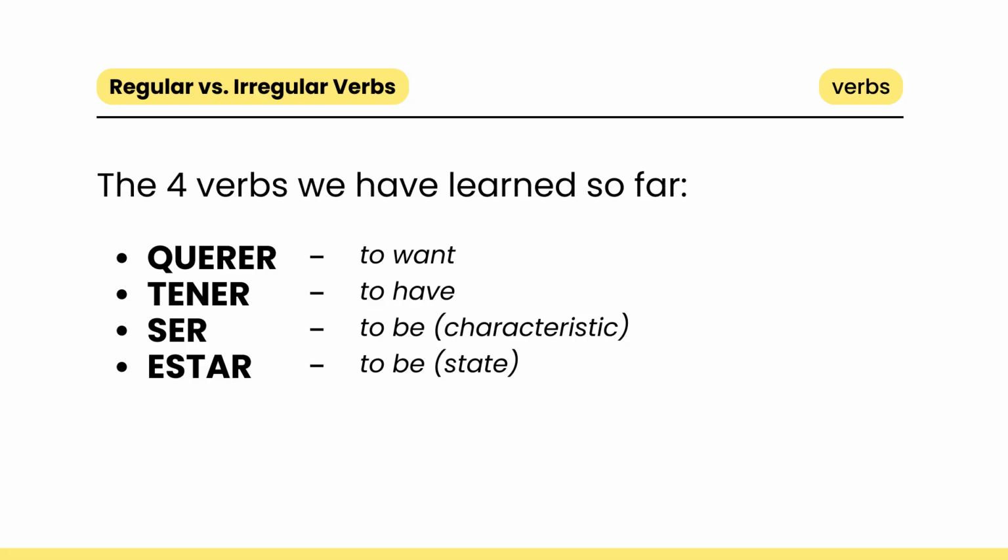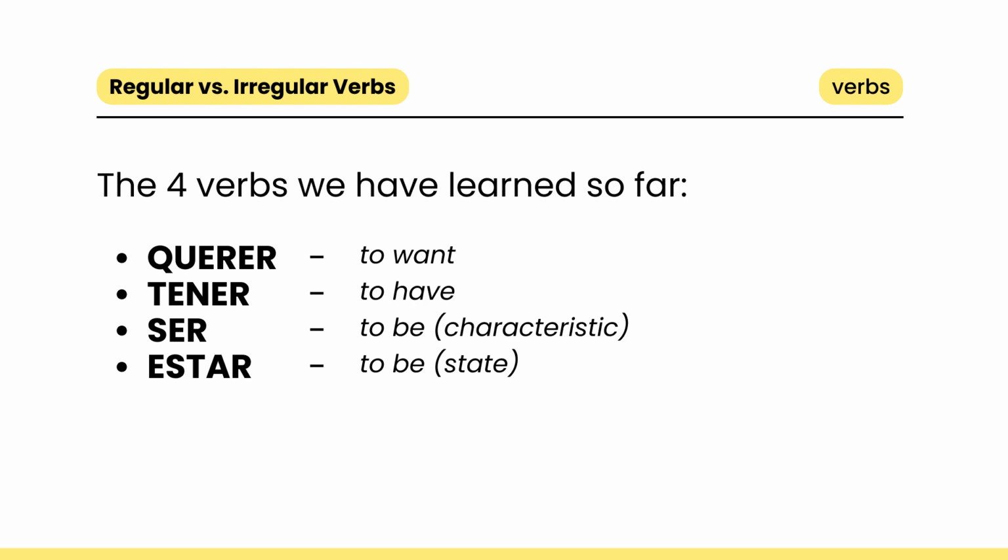Alright, so before we dive into what regular or irregular verbs are, let's first take a look at the 4 verbs that we have already learned so far. Those 4 verbs were querer, tener, ser, estar. Querer to want, tener to have, ser to be, as in a characteristic, and estar, which is also to be, but more when we talk about states.